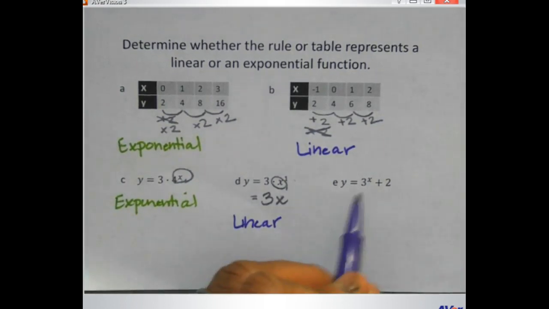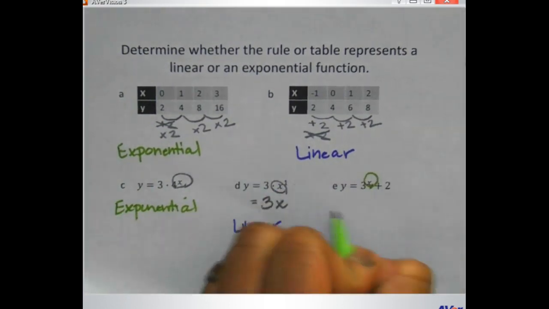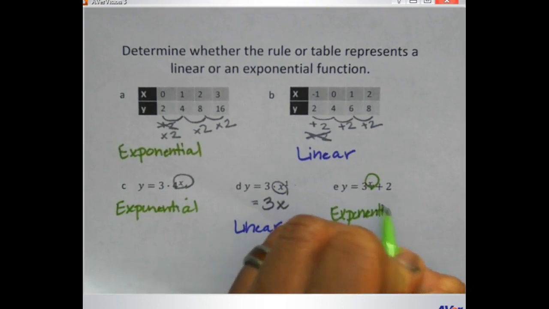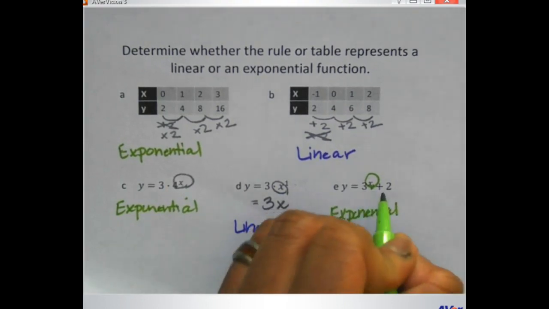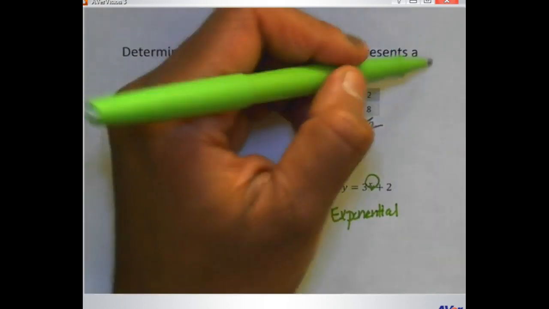Letter E, the x is an exponent, so this is exponential. It's saying times 3, times 3, times 3, times 3. This is actually saying times 4, times 4, times 4, times 4. And if this was in a table, it'd be saying plus 3, plus 3, plus 3, plus 3. Took me a minute to think about that.